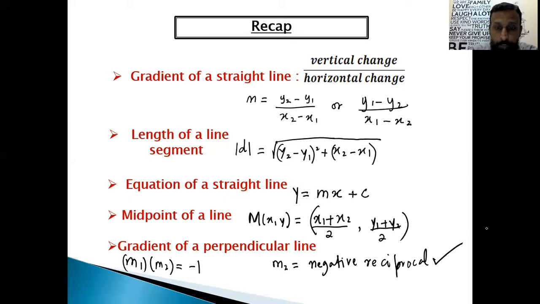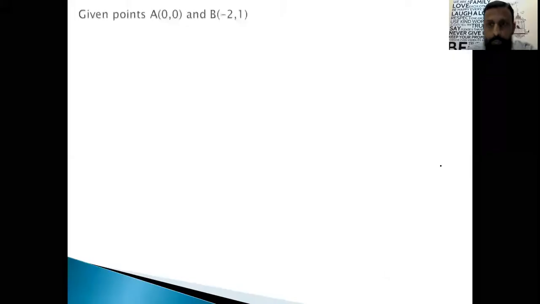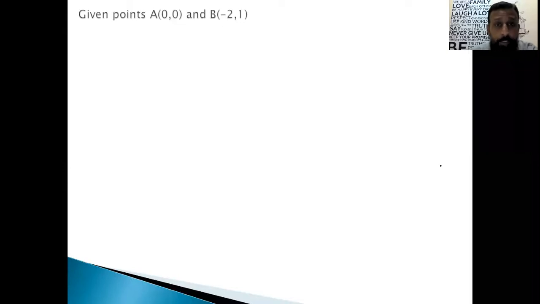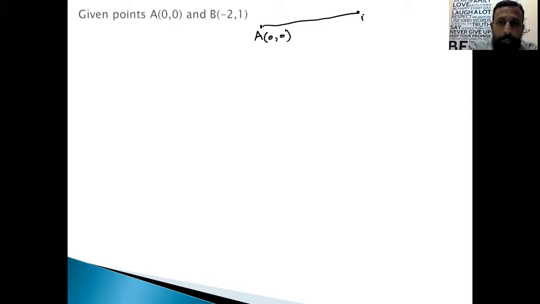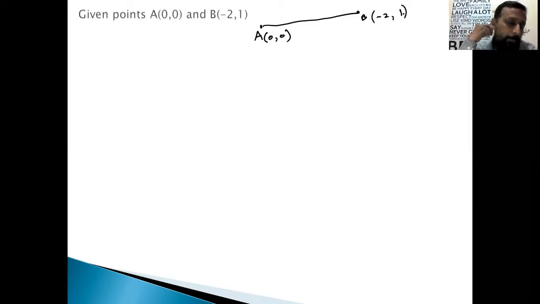So let's do questions related to this. Dear students, here are the 2 points: A, 0 comma 0, this is also called the origin, and B, negative 2 comma 1. So we can find the distance between these 2 points, that is the length of the line AB. Let's suppose this is a line, with A at 0 comma 0 and the coordinates of B being negative 2 comma 1.